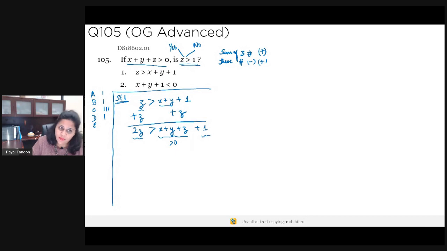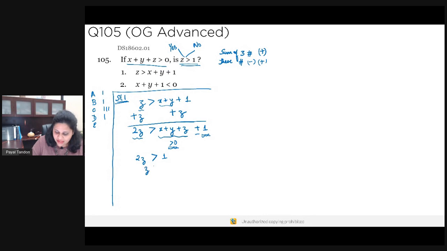1 is a positive number, and I'm adding something to this number, which is already greater than 0, which means overall 2z is some number greater than 1, right? For sure. Because again, x plus y plus z could be a very small positive number, 0.2, 0.3. I don't know what it is. But I know for sure that this number, because it's greater than 0, if added to 1, would be greater than 1.